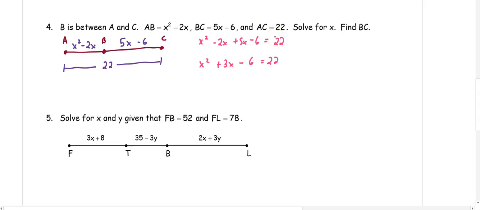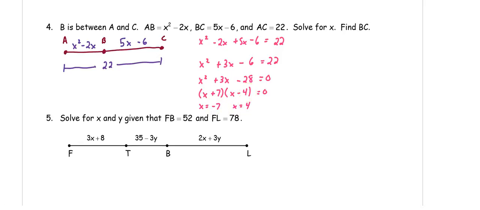Because there's a squared term with the x squared, I need to move 22 to the other side so I can factor. So I now have x squared plus 3x minus 28 is equal to 0. So I need to factor. What are two numbers that multiply to negative 28 and add to positive 3? So we have x plus 7 and x minus 4 equals 0. Flip your signs, we get x equals negative 7 and x equals 4.